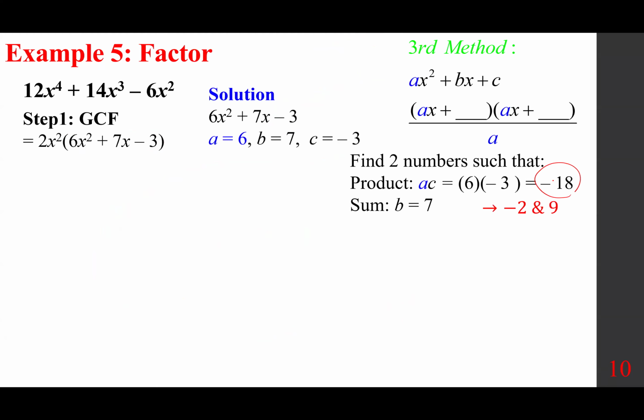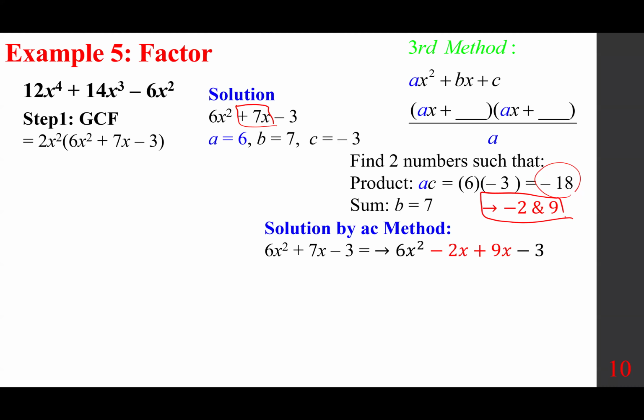Therefore, the idea is that this middle term can be cut into pieces in the following manner: minus 2x and 9x. Which one you put first makes no difference. It will work either way. In other words, if I put the 9x here and minus 2x here, it doesn't matter. You can try.